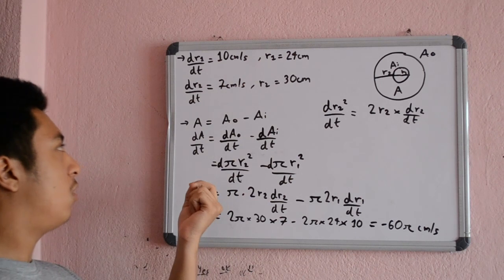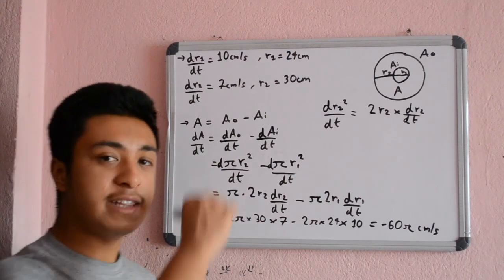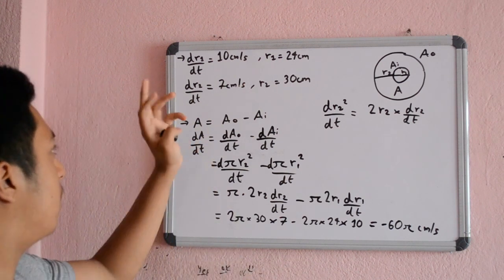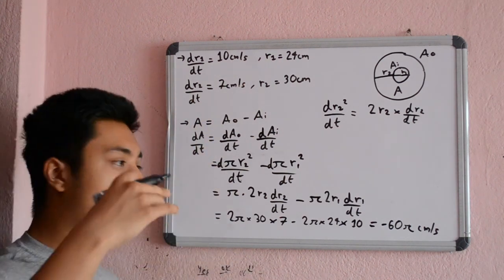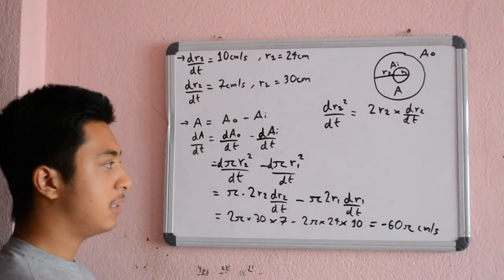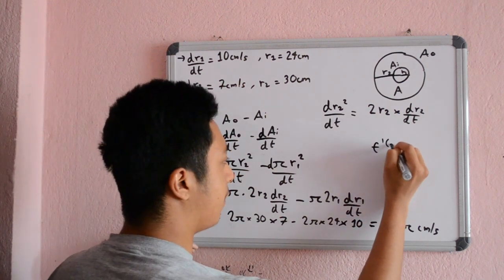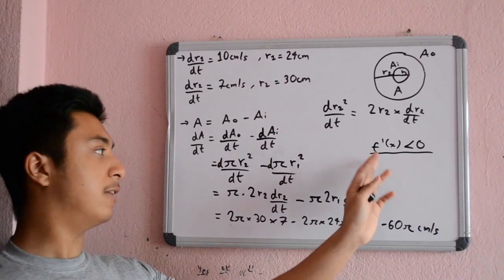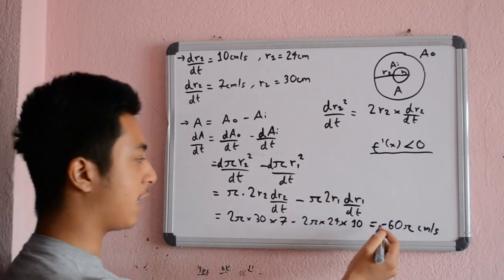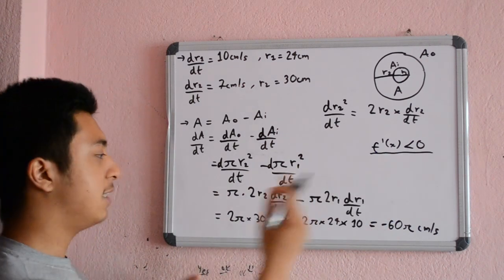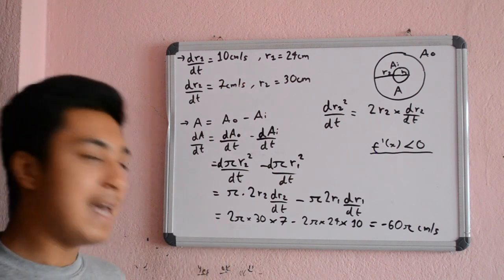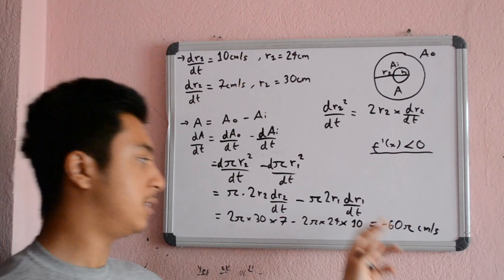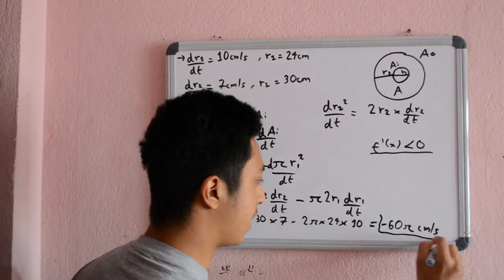Well, is the answer wrong? Not really, because we had the option of either increasing or decreasing. And if the rate, or the derivative of a function, is negative, that is, f'(x) is less than 0, the function is decreasing. That is a fact we know, and just by looking at the answer, we also know that the area is in fact decreasing. And how much? At the rate of 60 pi centimeters squared per second. So that is our answer right here.